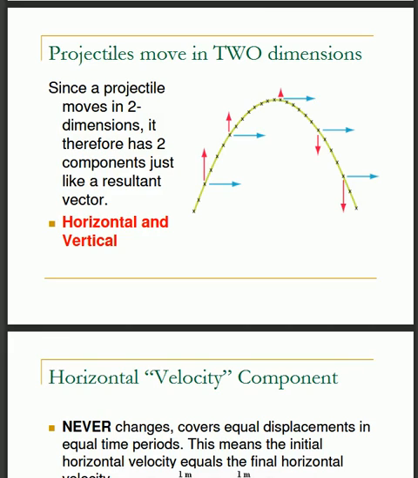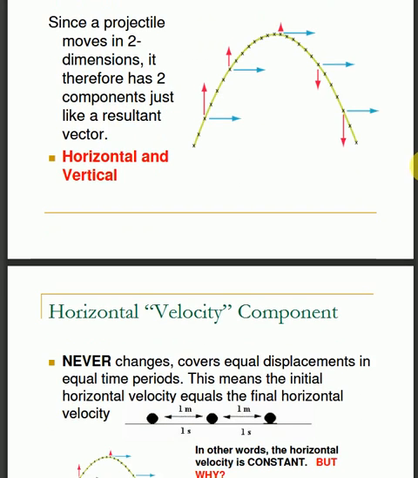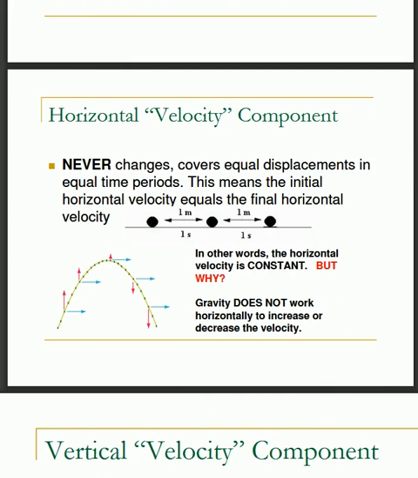Now let's look at the horizontal velocity component. The horizontal velocity component has the following properties. The horizontal velocity component never changes, and covers equal displacement in equal time periods. This means that the initial horizontal velocity equals the final horizontal velocity. In other words, the horizontal velocity is constant, but why? Gravitation does not act horizontally to increase or decrease the velocity.